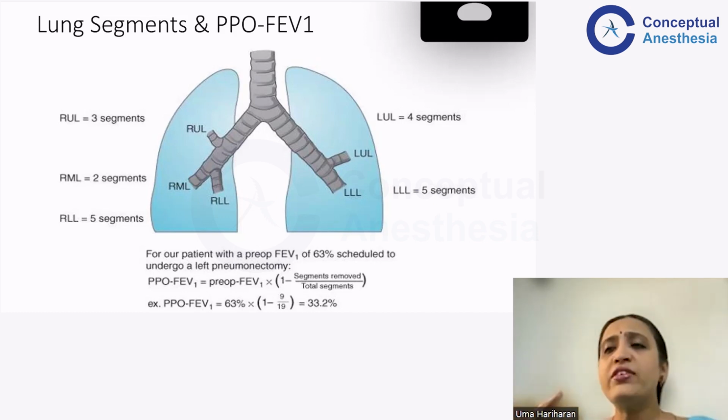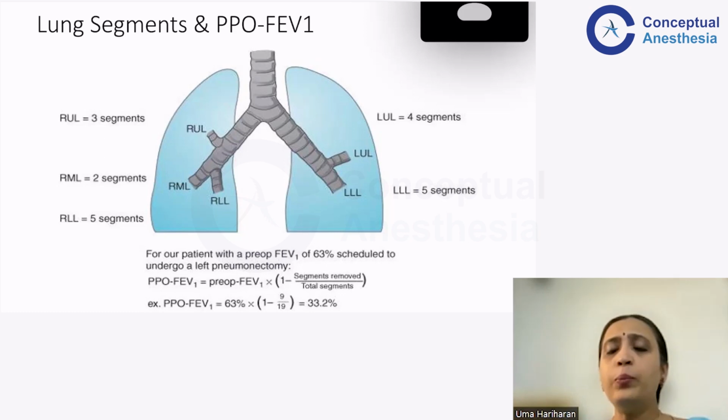Then on the left side, you have just 2 lobes, left upper lobe and the left lower lobe. The left upper lobe has 4 segments and the left lower lobe has 5 segments. So if a patient is having a preoperative FEV1 of 63% and he is scheduled to undergo a pneumonectomy of the left side, which means that the entire left lung is going to be removed, which also means that 4 plus 5, that is 9 segments of the lung are going to go in this patient.